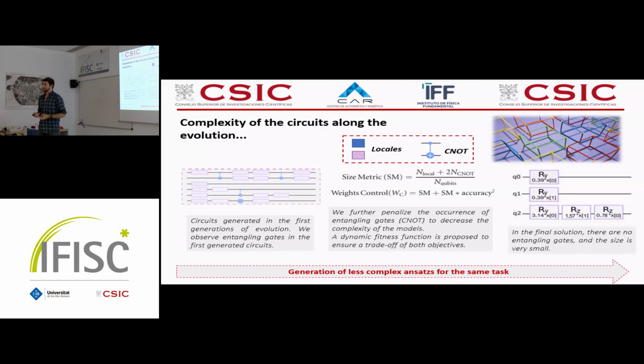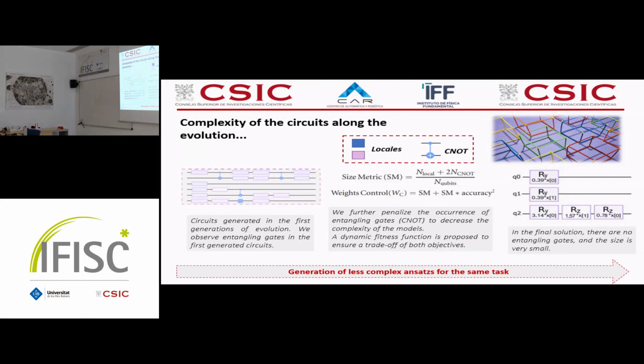This is another way to reduce the solutions that we are implementing. This is the first generation circuits. What we want to do is penalize the appearance of CNOTs, because in real hardware they add more noise. So we are penalizing. It's just a size metric, the second objective of our genetic algorithm. The n-local term counts one per qubit, but here we have a penalization of 2 for CNOTs.